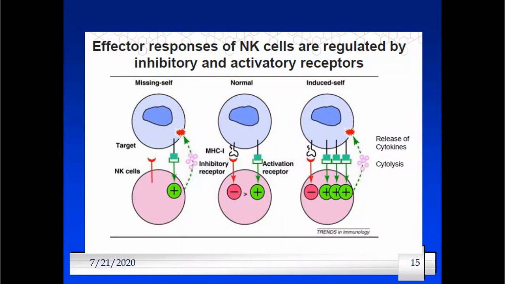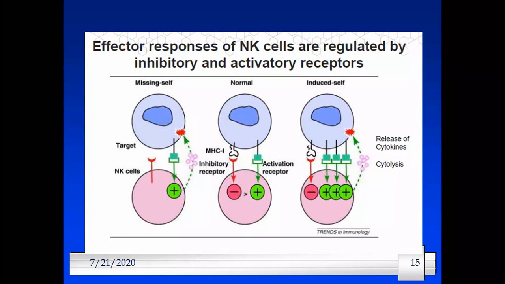Any normal cell has a certain amount and certain shape of MHC class 1 known by the natural killer cell. If the MHC class 1 on the body cell is abnormal or absent, the natural killer cell has a killer activation receptor, which is activated and leads to killing of this abnormal cell, and this is termed missing self.